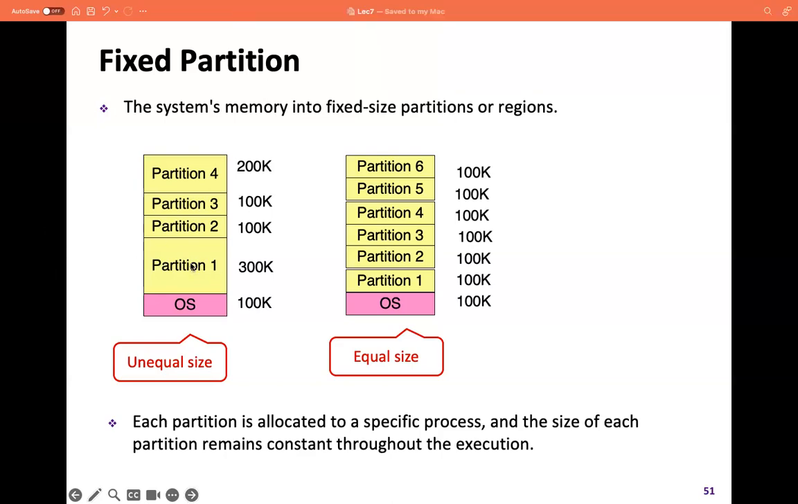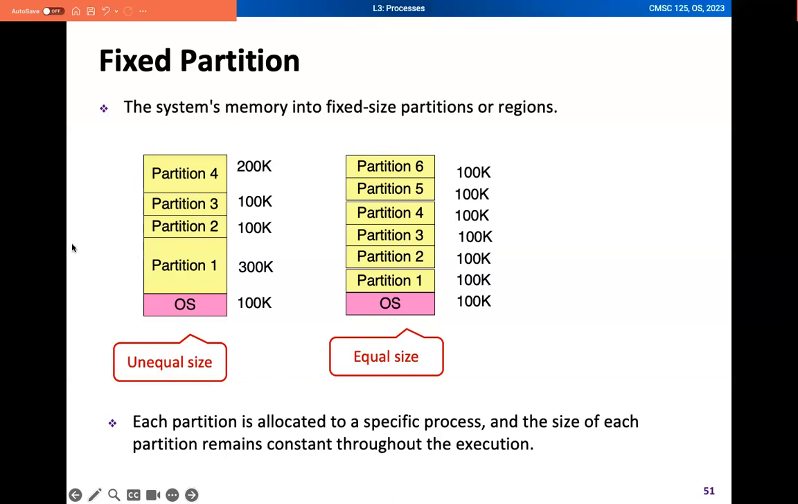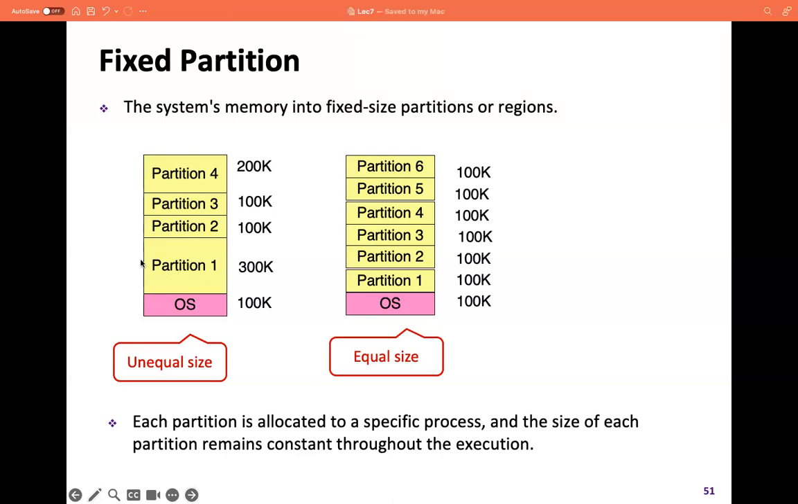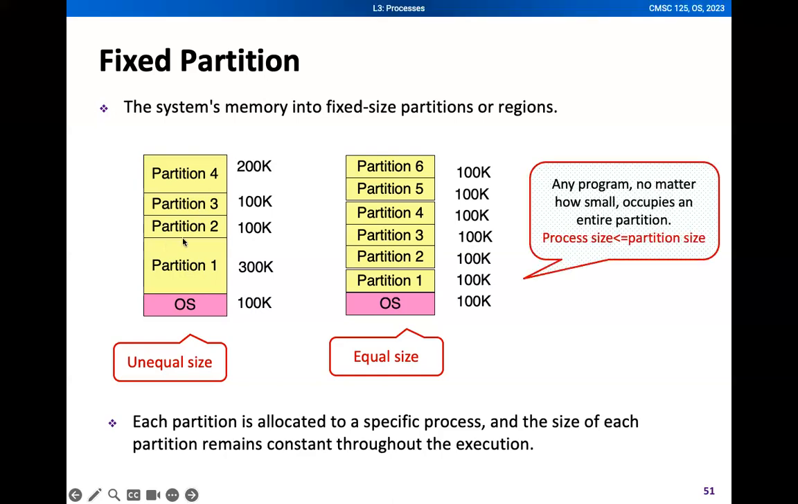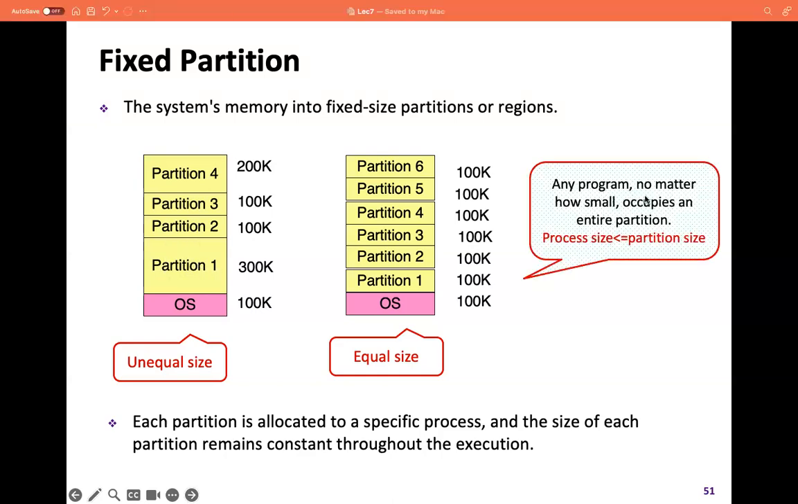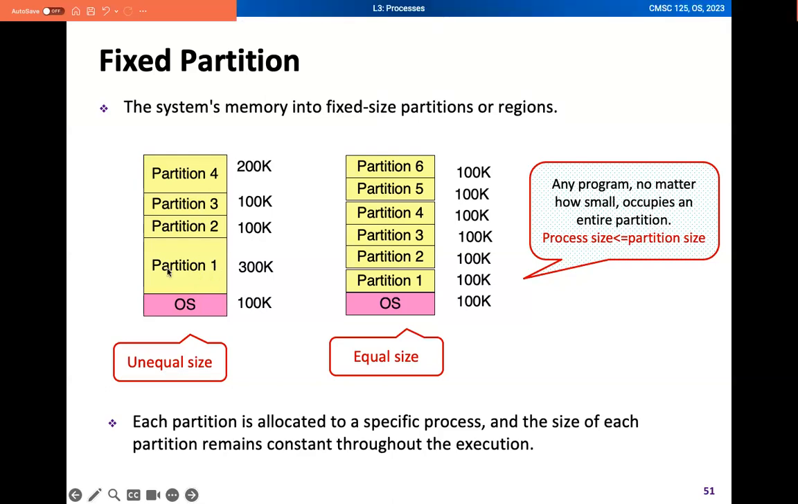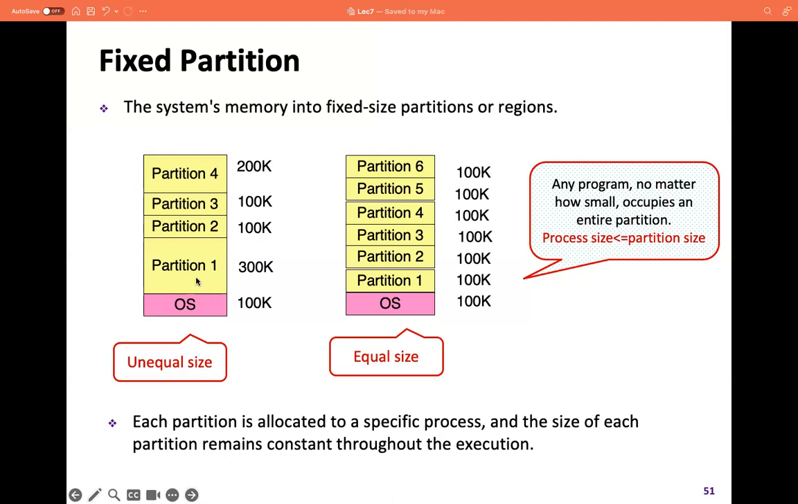So let's say this partition 1 is already allocated with a certain process, then that process will be occupying the whole partition. Any program, no matter how small, occupies an entire partition. So let's say partition 1 is 300K, and we have a process that has a size of only 50K, then this partition 1 will still be for that process. No other process can use this partition 1. So as long as the process size is smaller than or equal to the partition size, we can load that in that partition.